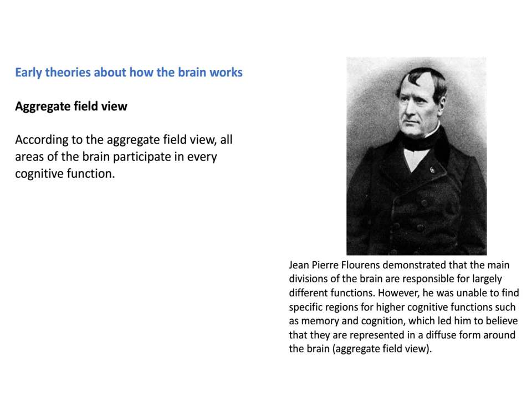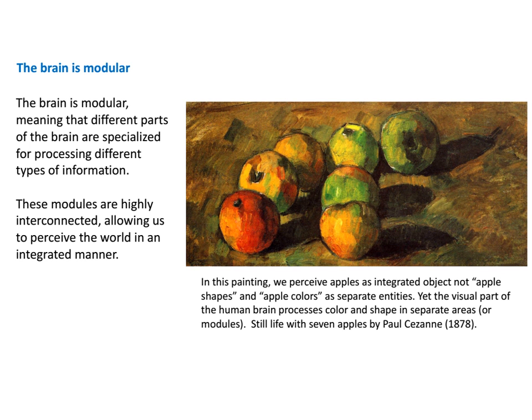And so this led him to believe that these sorts of functions must be represented in a diffuse manner, meaning it's spread out. So it's represented in a diffuse form around the brain. And this is referred to as the aggregate field view. The aggregate field view of how the brain worked was probably proposed by Jean-Pierre Flourens in part because of the limited experimental methods available to him in the 1800s. These methods were not sensitive enough to detect localized processing in different brain regions.